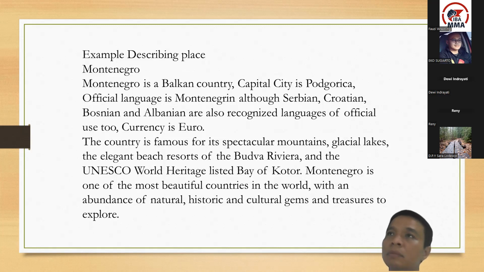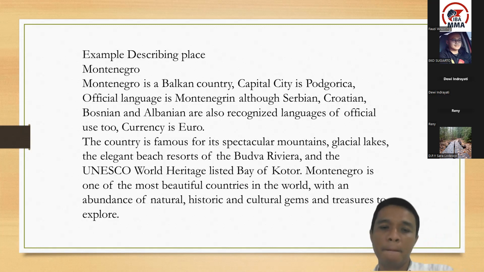And I will also describe Montenegro. Montenegro is the country where I live right now. Montenegro is a Balkan country. Capital city is Podgorica. Official language is Montenegrin; Serbian, Croatian, Bosnian, and Albanian are also recognized languages of official use. Currency is euro. The country is famous for its spectacular mountains, glacial lakes, the elegant beach resorts of the Budva Riviera, and the UNESCO World Heritage listed Bay of Kotor. Montenegro is one of the most beautiful countries in the world, with an abundance of natural, historic, and cultural gems and treasures to explore.